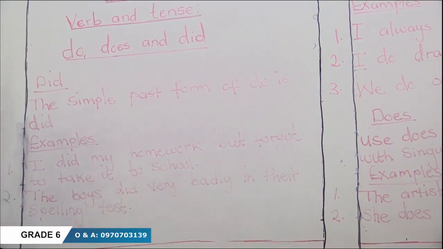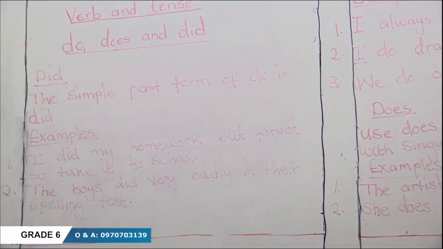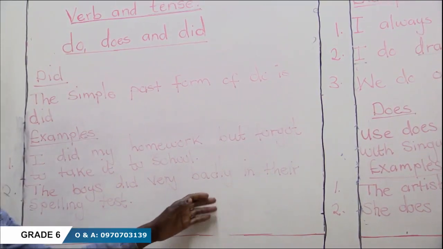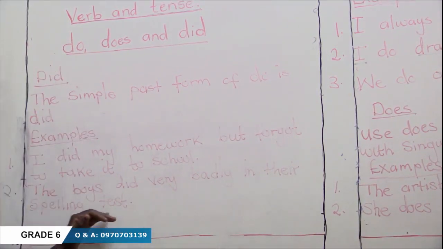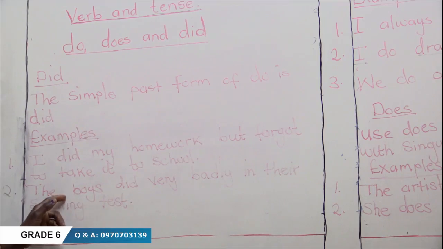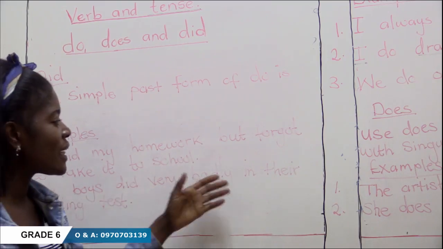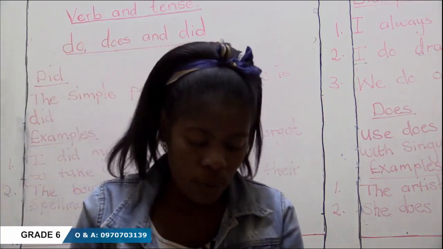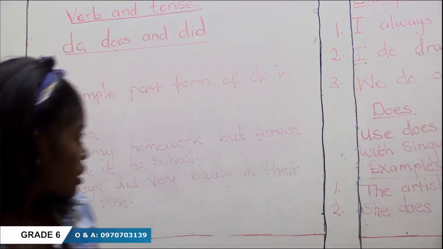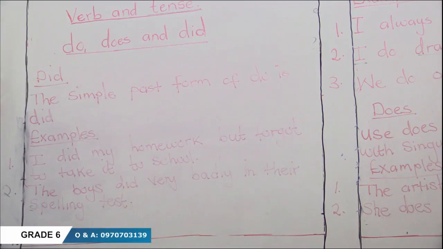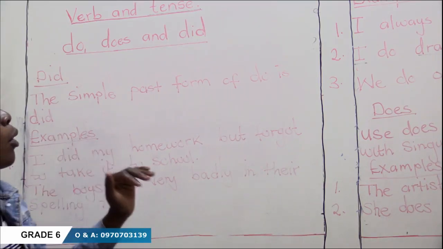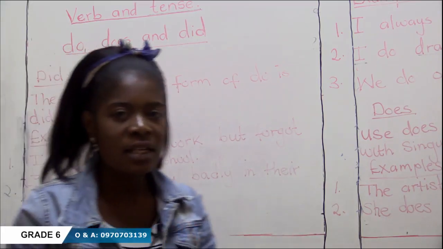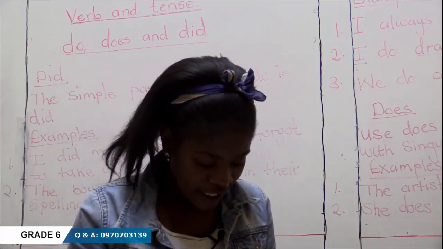Okay, you've got the other example, boys and girls, here on the board. The boys did very badly in their spelling test. The simple past form of do is did. So we are using did. We can give you the other example on how we can use it, did.